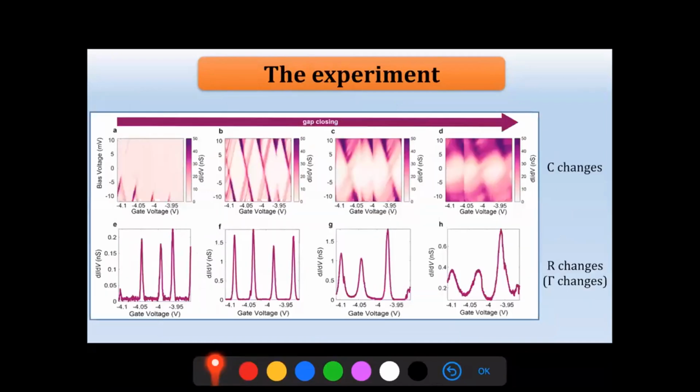Okay, now we look at what happens when we change the bending position, when we close the gap. And what we see, looking at a particular Coulomb diamond, is that the shape of the diamond changes. This means that the capacitances of the dot are changing. And looking at the differential conductance, we see that the height and the width of the resonances are changing, and this means that the contact resistances, or more precisely the gammas that represent the electronic coupling between the levels of the island and the electrodes, are also changing as we close the gap.